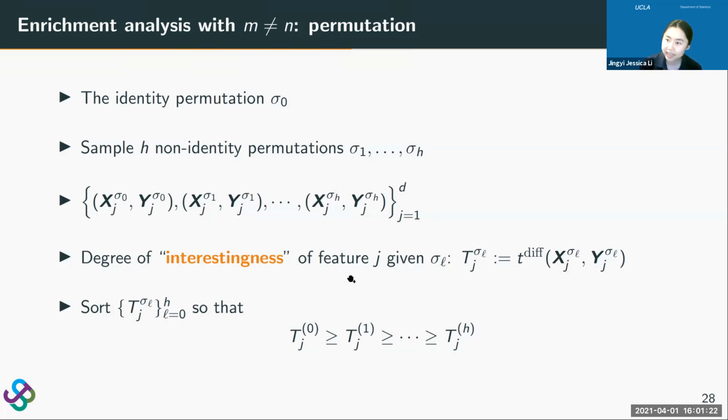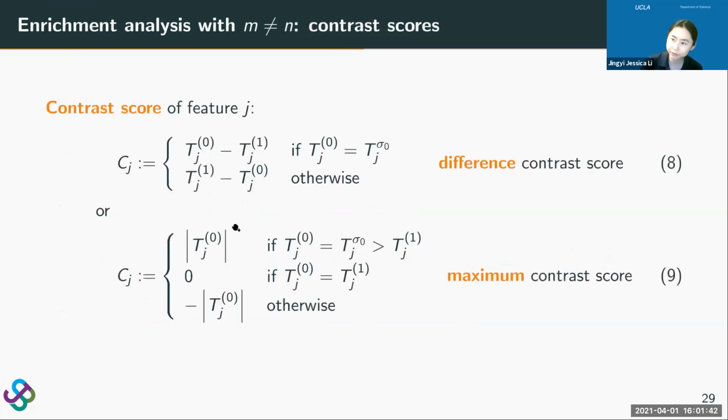The intuition here is that if the largest one happens to be the identity permutation, then this feature is likely to be interesting. Otherwise, if the largest one is from a permutation, then this feature is likely to be uninteresting. That's the whole idea behind this procedure. So we define our contrast score accordingly. We still have the difference contrast score or the maximum contrast score.